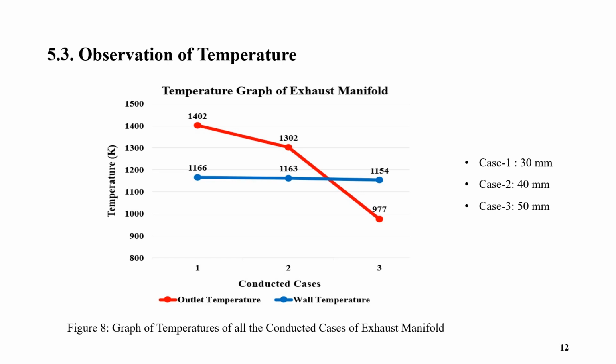Now, in this graph, the temperature curves for both the outlet section and the wall section of the exhaust manifold are shown for all the respective diameters. We can see that case 3, which is the 50 mm outlet diameter, has the lowest temperature outcome in terms of wall temperature and outlet temperature compared to the other cases.